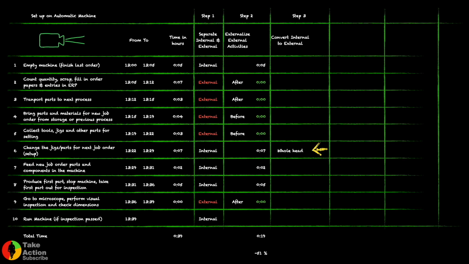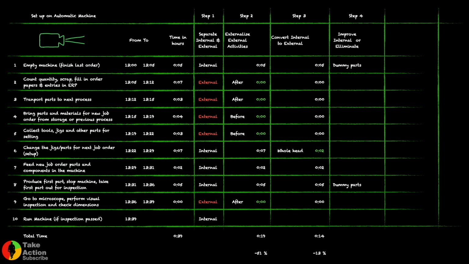So here in our example, we have seen for activity number 6, we have a lot of ideas, and depending upon our machine, our setup, we can use some of these ideas or other ideas, and we can speed up this change process. In our example, we want to change the whole head, and we have reduced the time for this activity from 7 minutes to 2 minutes.